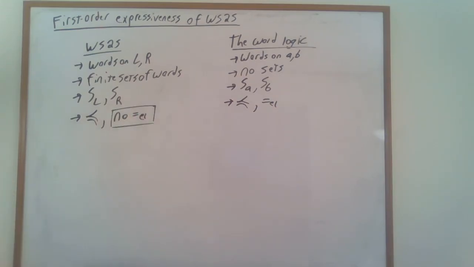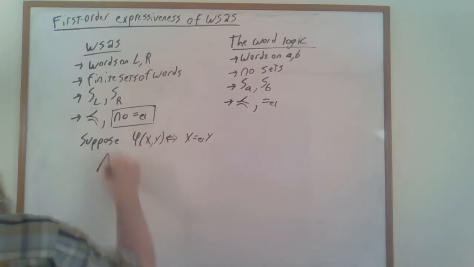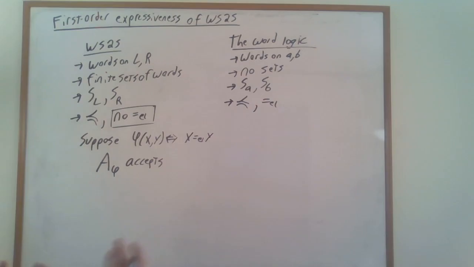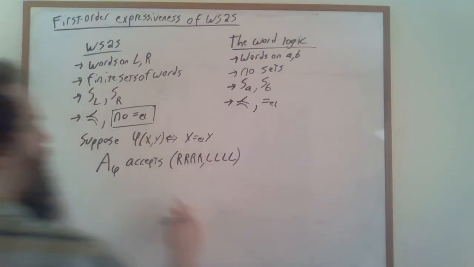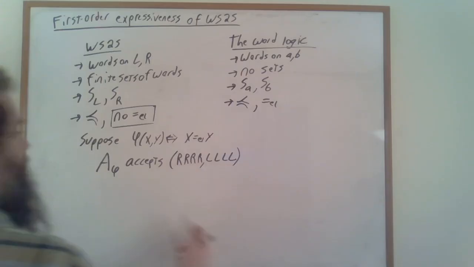And this is actually fairly simple to show, taking advantage of our correspondence with finite state tree automata. Suppose that we had some formula phi in weak S2S that was true if and only if x was the same length as y. Then we could turn this formula into a corresponding automaton, A sub phi, and it would have to accept some sort of encoding of the pair RRRR, LLLL. And in particular, the encoding of this pair looks like this.